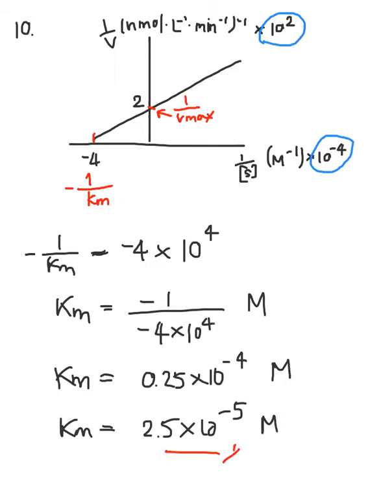Following so far how you change it back to the real value here? And that's how you solve for Km and Vmax for the Lineweaver-Burk plot.